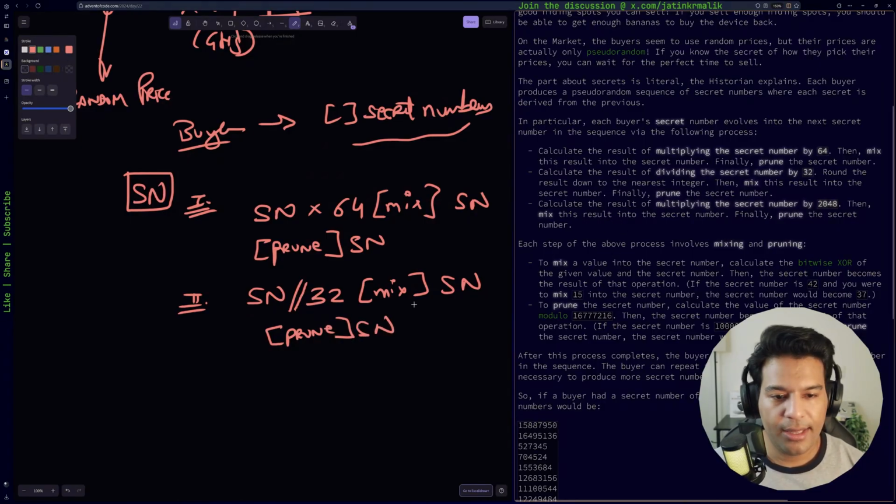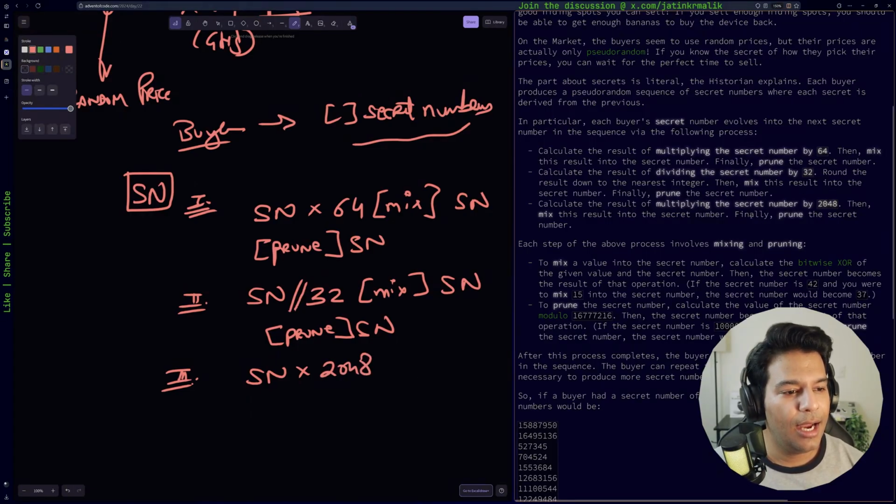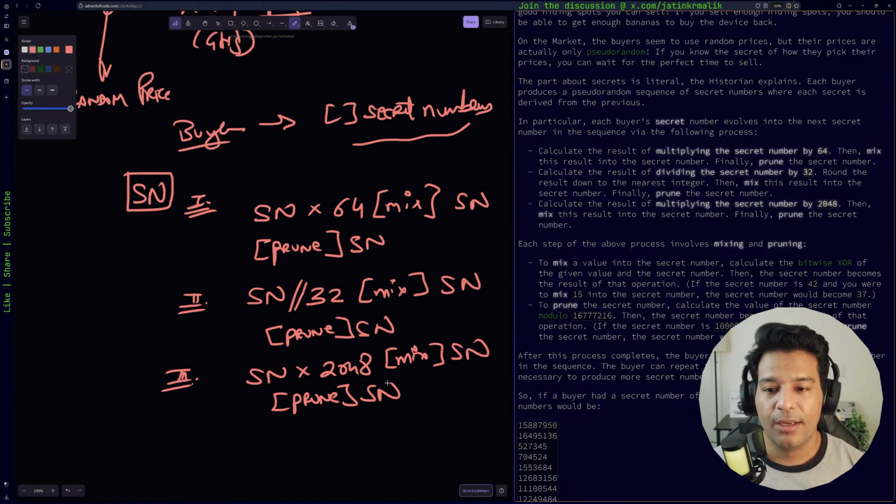Then there is the third step, which says to calculate the result of multiplying the secret number by 2048. So it's basically the algorithm that is given to us. So 2048, and then mix this result into the secret number and finally prune the secret number. It's following the exact same process where we mix with the secret number and then do a prune process on it. So it seems like a three-step process.